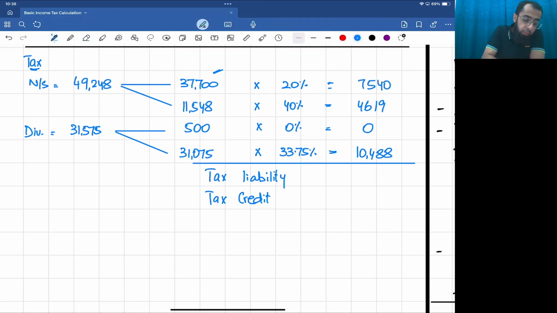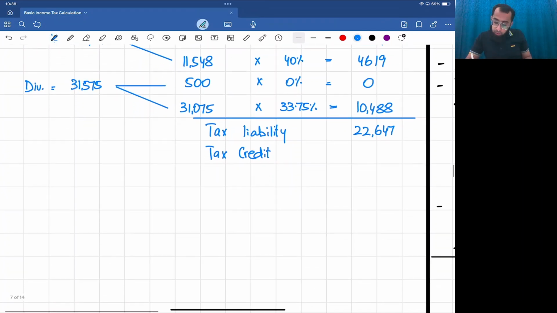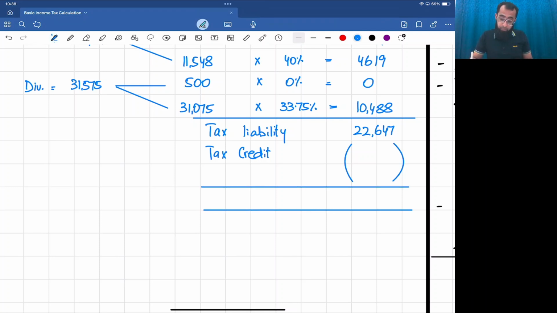Okay, now 7540, 4619, 10488. So it's 22647. You adjust your tax credits from here and you will get your final tax payable.